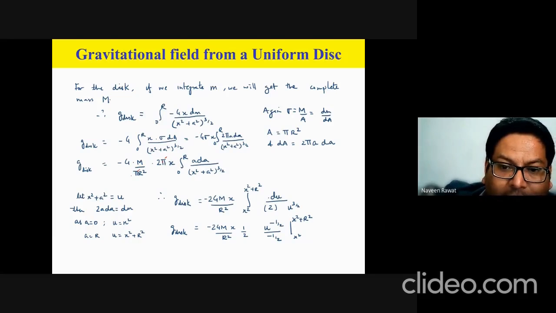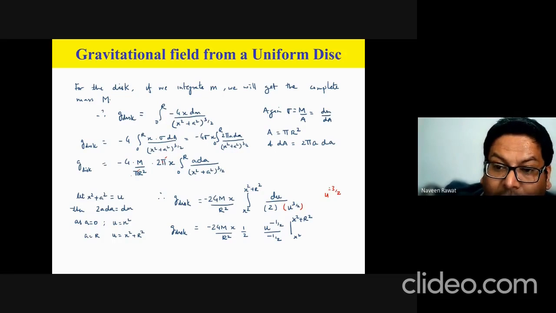And a dA becomes du by 2, and x square plus a square becomes u, and so you get u raised to 3 half. So that is your expression. Now we can easily integrate this. You have minus 2GM x by r square stays the same, 1 half comes outside, and this expression becomes u to the power minus 3 half.